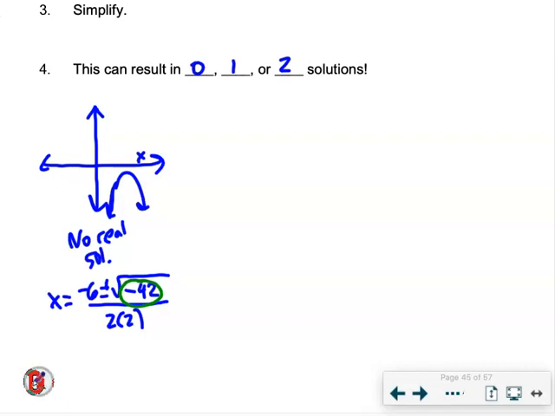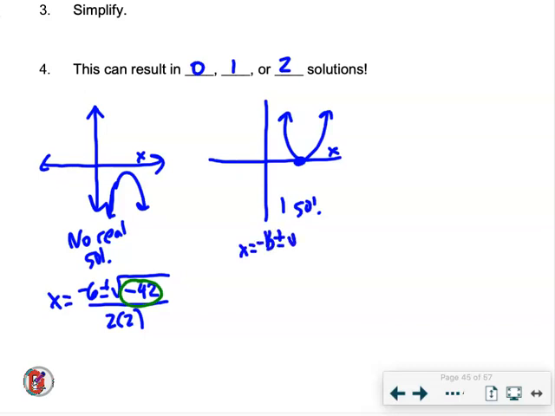We can have one solution, and that's just something like this. It's only touching the x-axis in one spot. This is one solution. And this would be something like, whatever you have, negative b plus or minus, this is when you get the square root of 0 all over 2a. So negative b plus or minus 0 over 2a. So if you get the square root of 0, that's just 0, and you end up with, I'll show you an example like that in a second, only one solution.